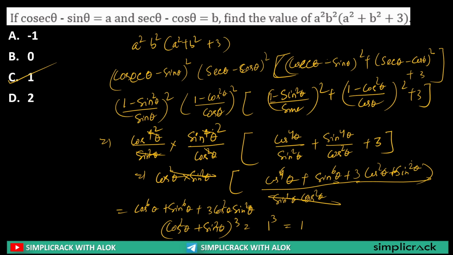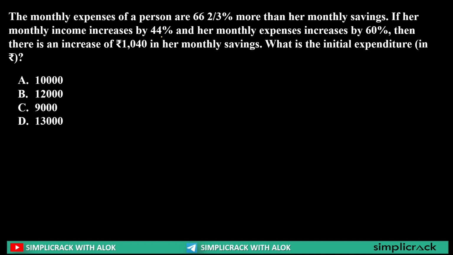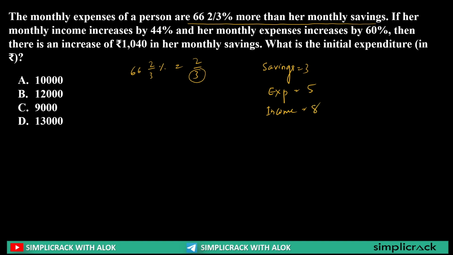Okay, here in this question it is saying the monthly expense of a person is 66 2 by 3% more than her monthly saving. 66 2 by 3% is equal to 2 by 3. That means if 3 is the base, the new thing will be 5. So here savings is equal to 3. So expense is what? 66 2 by 3% more than this one, so it will be 3 plus 2, that is 5. So income is equal to what? 5 plus 3, that is 8. It's clear. For the first thing, very clear is this much.